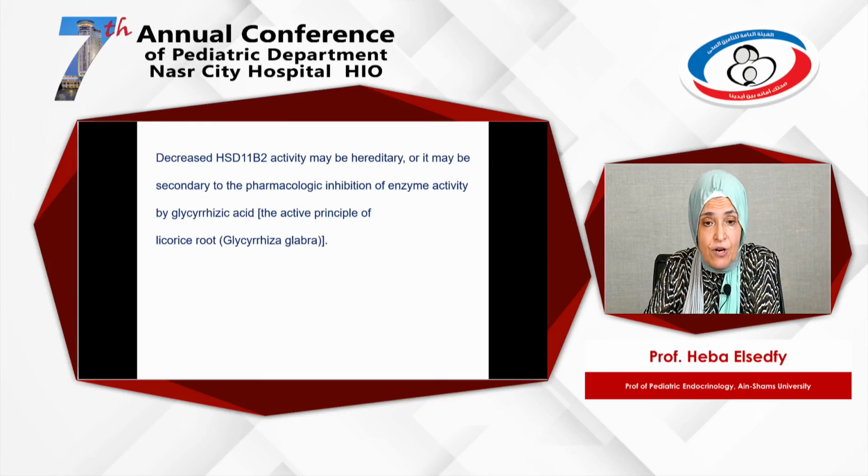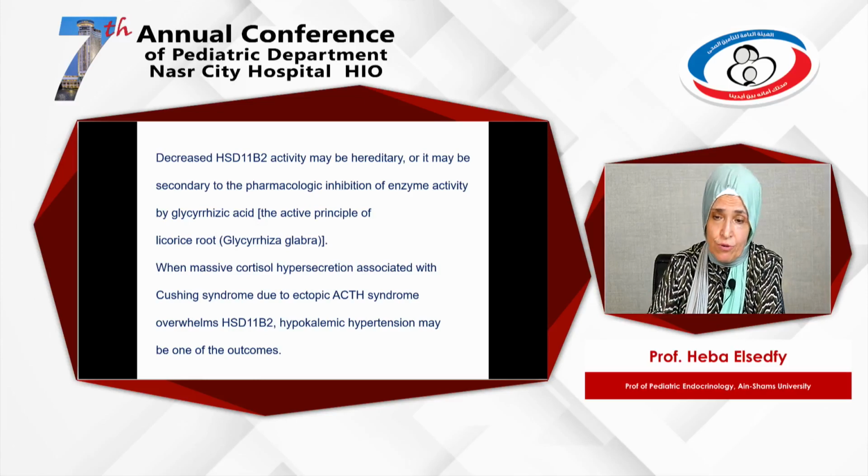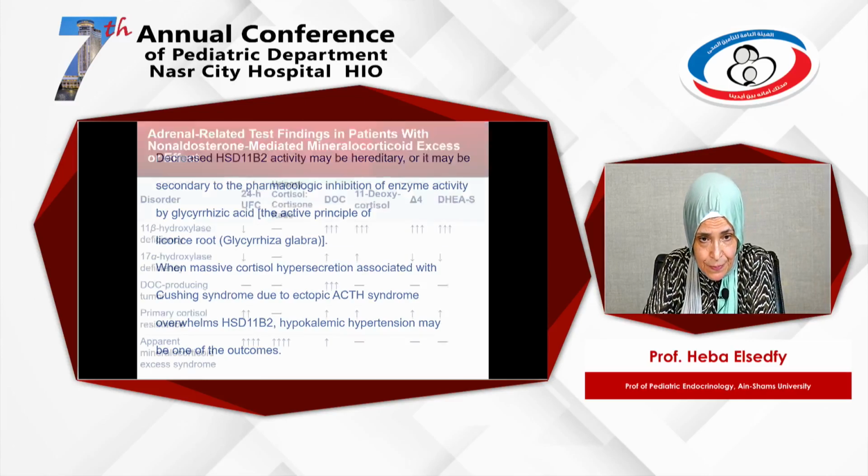The decreased activity of the 11-beta-hydroxysteroid dehydrogenase enzyme type 2 may be hereditary, or it may be secondary to pharmacological inhibition by glycyrrhizic acid, which is the active principle of licorice. Also, when ACTH is produced in excessive amounts, as in ectopic ACTH syndrome, the amount of cortisol will override the activity of the 11-beta-hydroxysteroid dehydrogenase enzyme, and it will result in stimulation of the mineralocorticoid receptor and hypertension.